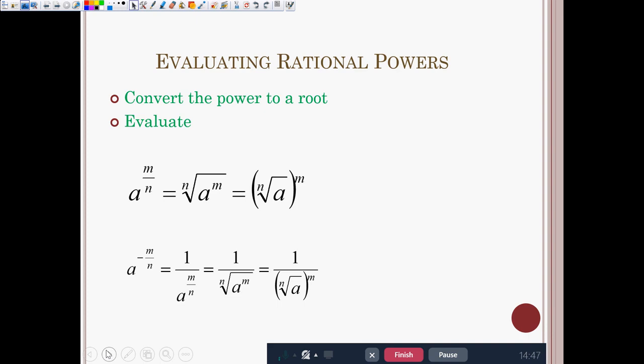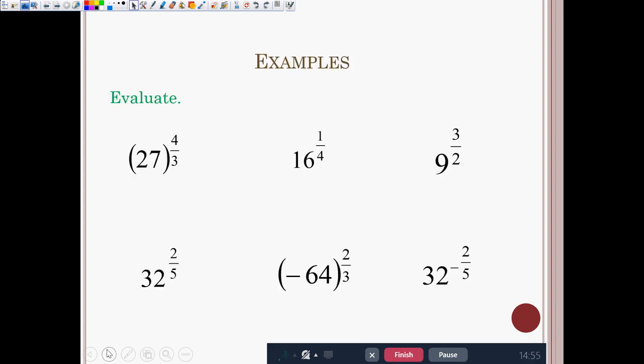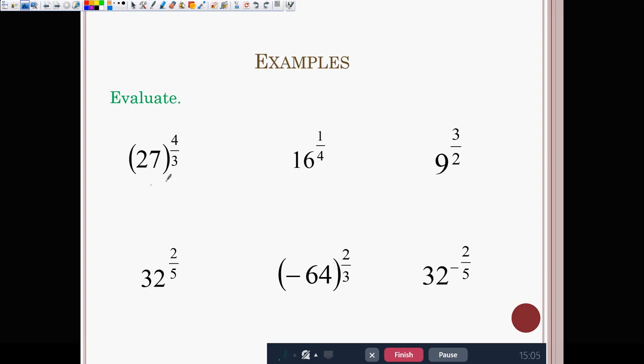Alright, so let's try this out. Okay, so the first thing it says is that we need to turn it into a radical. Okay? So I'm gonna take my number here, and I'm gonna turn it into my radical. So I'm gonna make my root, and then 27. What is my exponent? 4. And what is my index? 3.